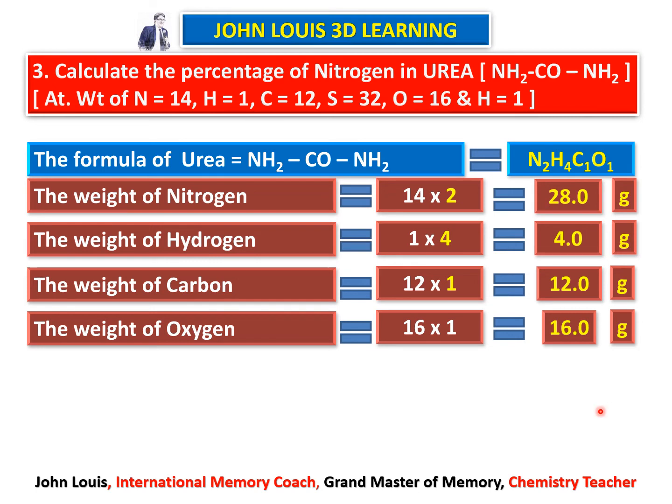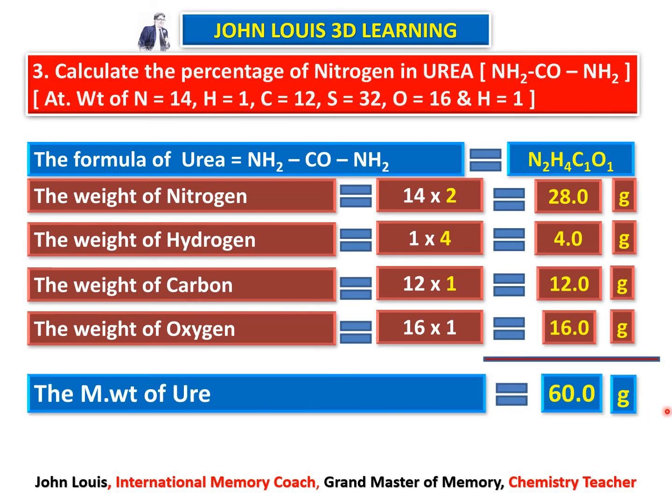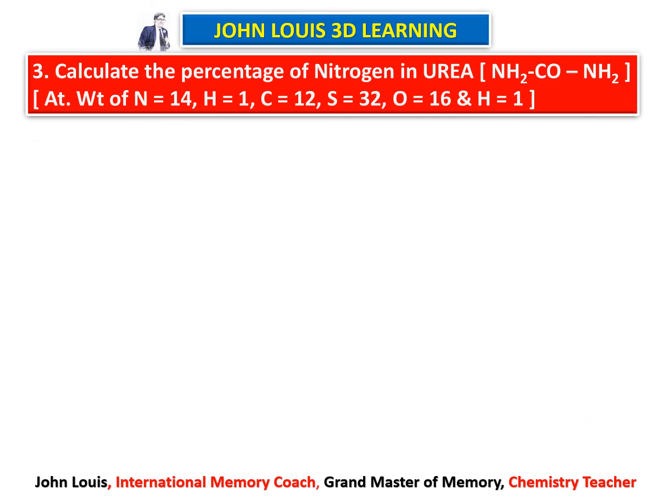So, if you sum up, you will get the molecular weight of urea. So, how much is it? 60 grams. This is the molecular weight of urea. Out of 60 grams, what is the weight of nitrogen? 28 grams. Therefore, for 100, how much will it be? That will be the percentage of nitrogen. So, let us see that calculation in the next slide.